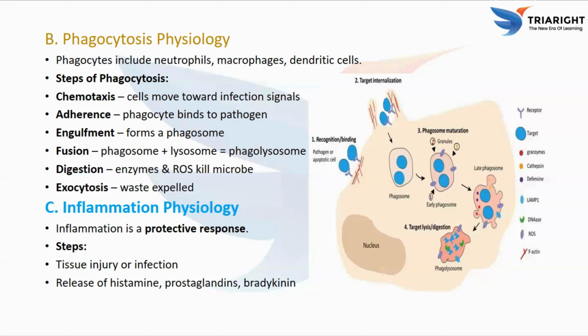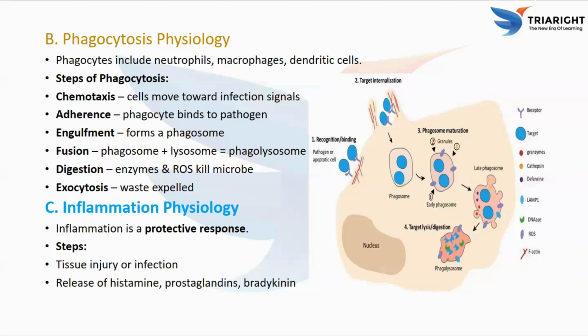The first step is tissue injury or infection. Damage to the skin or tissue, or entry of microbes, signals the immune system. The second is the release of inflammatory mediators. These are released by the cells at the injury site. They release histamine from mast cells.